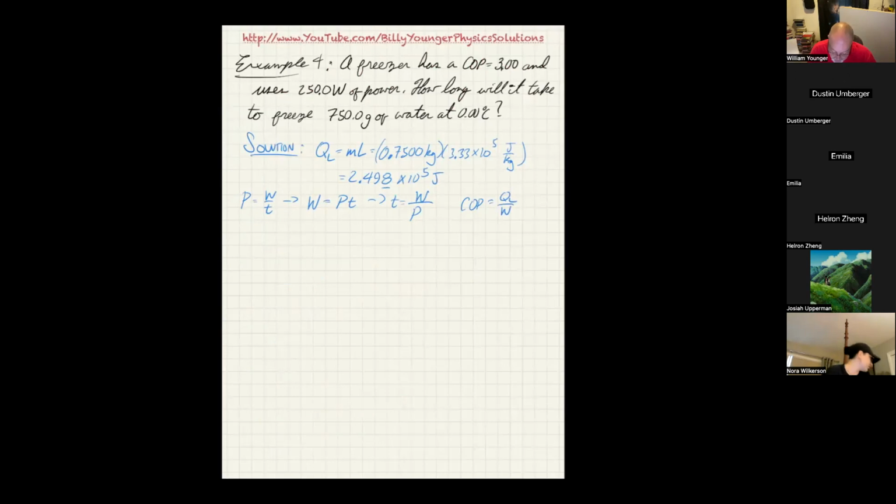And we already know this W for the coefficient of performance is somewhat different, in that we're actually taking the power that the motor for the refrigerant is using. So I can say T is equal to Q load divided by the coefficient of performance. That's going to be the work done in actually getting the freezing of the water. And then that's going to be divided by the work input. And the work input is 250.